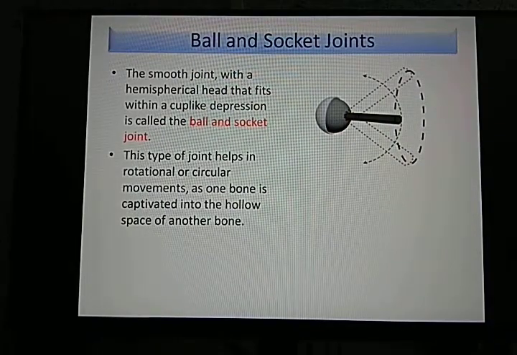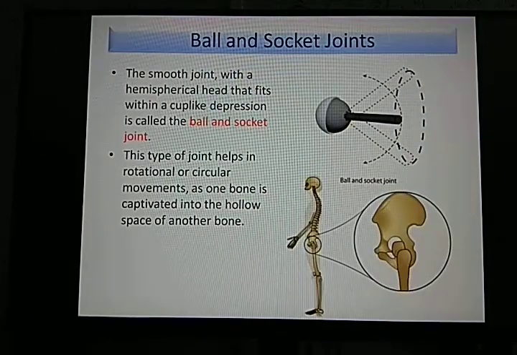Now this type of joint helps in rotational or circular movement, as one of the bones is captivated into the hollow space of another bone. So as I said a while ago, one bone is fit inside the cavity or the hole of another bone, and as a result we can freely move in any direction, be it rotational motion, circular motion, sidewise motion, or up and down motion. We can easily move it because one bone is fit inside the cavity of another bone. Clear?